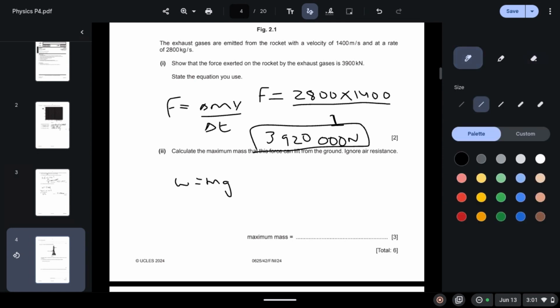W is equal to mg. We have to calculate the mass, and here W will be the force that we have. Mass we have to calculate. The gravitational field strength is 9.8. So basically, what mass can this particular force lift from the ground? So just put this in your calculator, and your answer will be approximately 4 into 10 to the power of 5 kilograms.